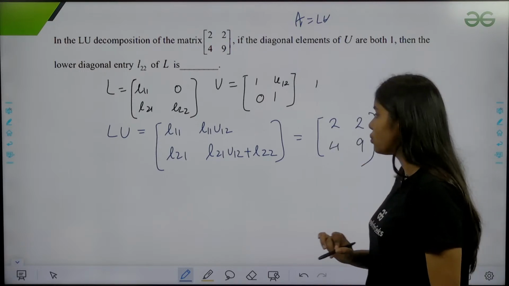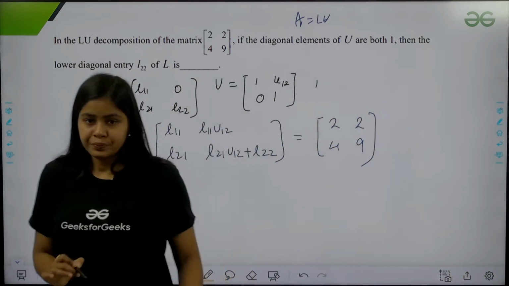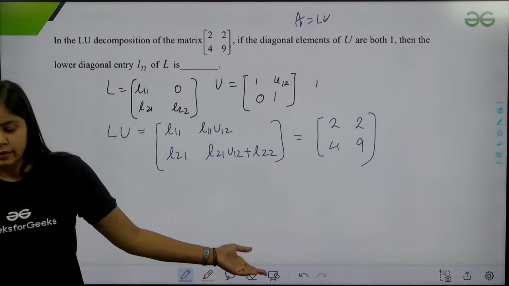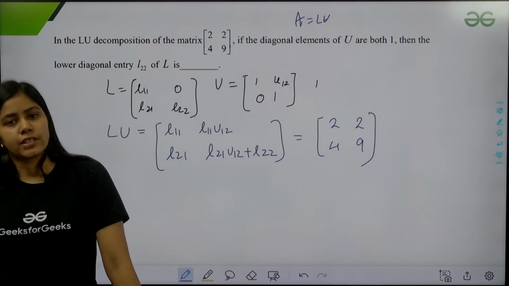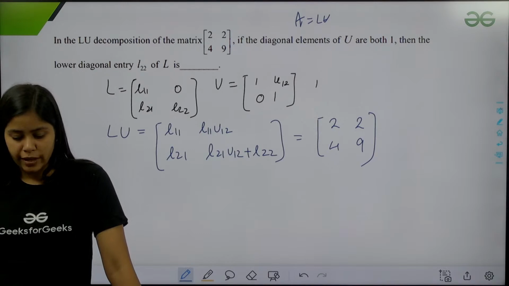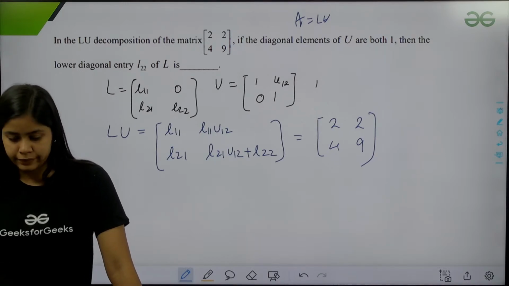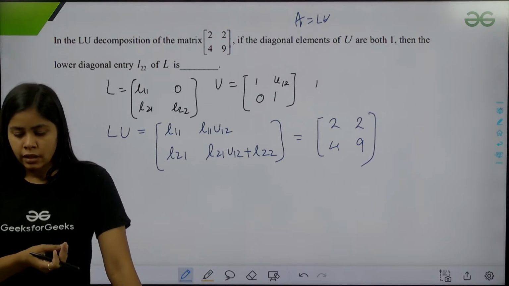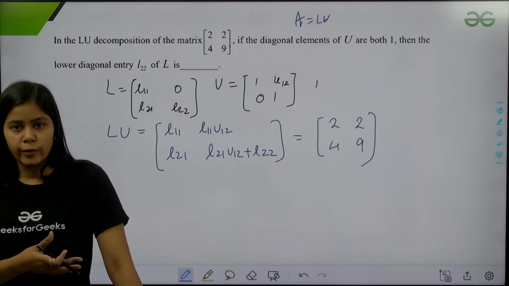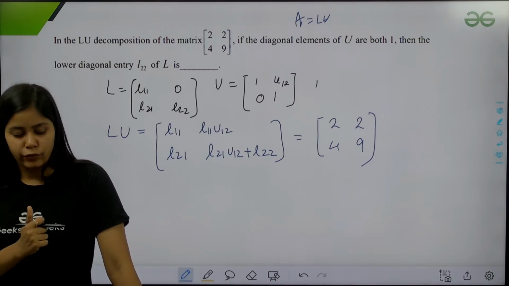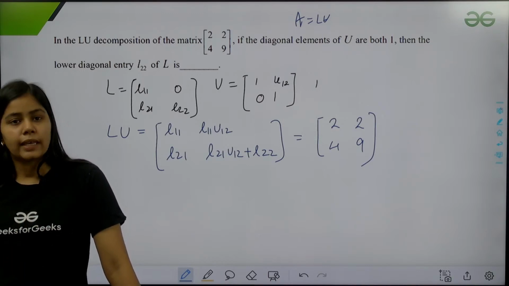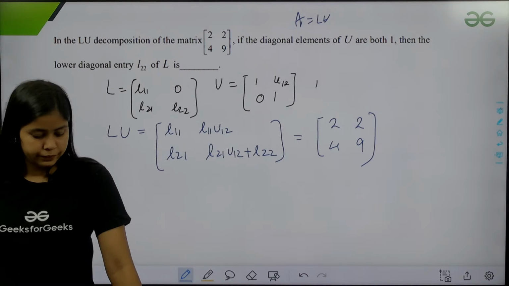Let's compare the values to find out L22. Can I compare that? Anybody from the chat section, just try to do it by yourself and let me know what will be the value of L22 here. You just have to solve the equations, because if you see here we have 4 variables and we'll get 4 equations from here. So I can easily solve it.